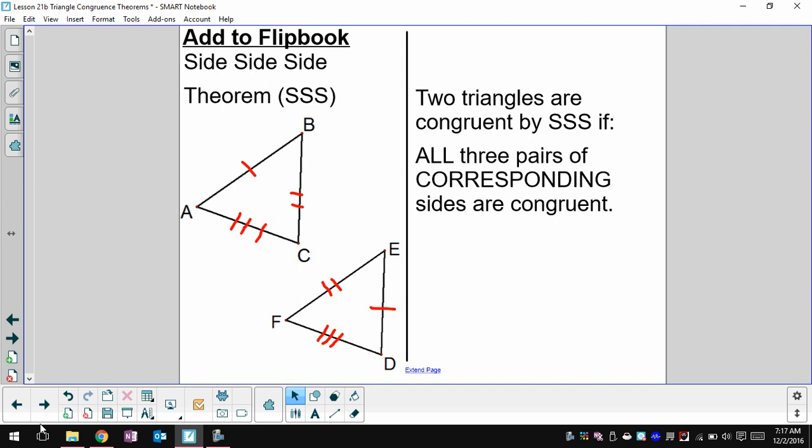And all that says is that if I know that all three pairs of corresponding sides are congruent to each other, then I can say that the triangles are congruent. So here I have side AB and side ED congruent, side BC and side EF, side AC and side DF. I have three pairs of congruent sides. Without knowing anything about their angles, I can say that these two triangles are congruent.